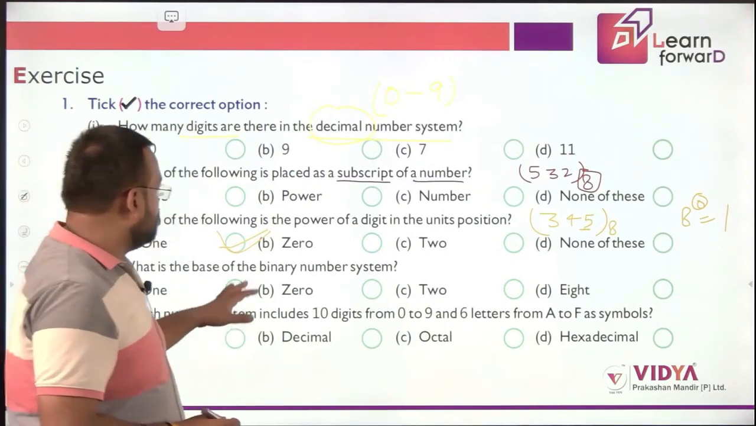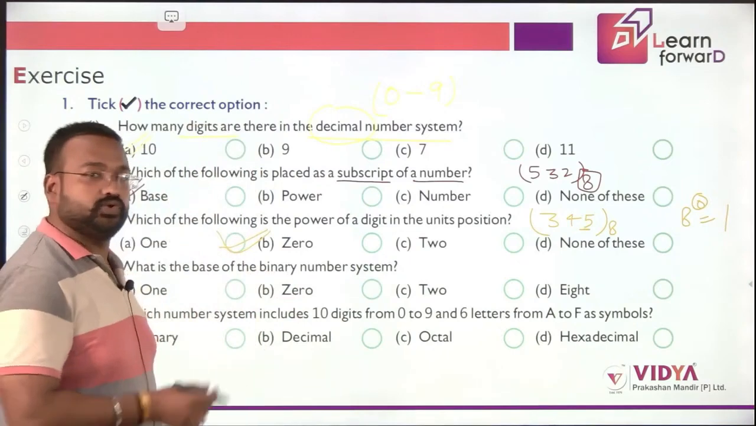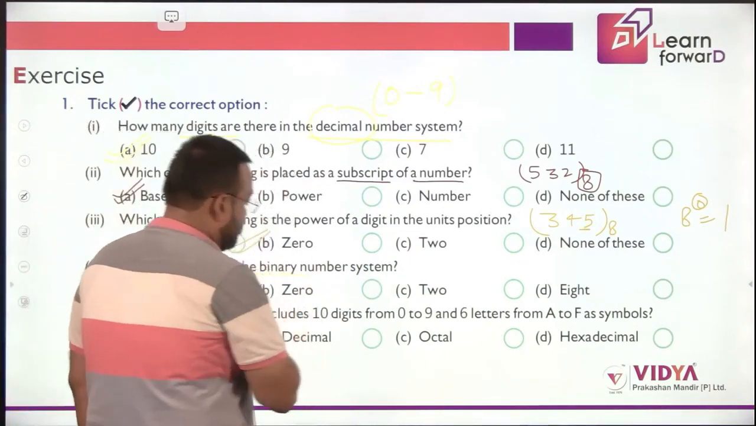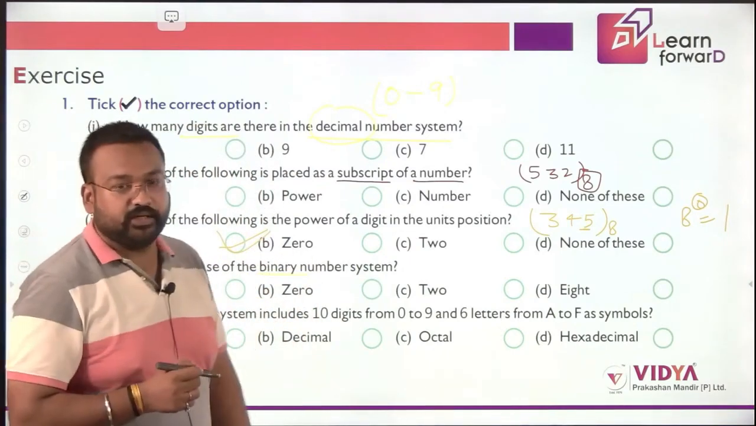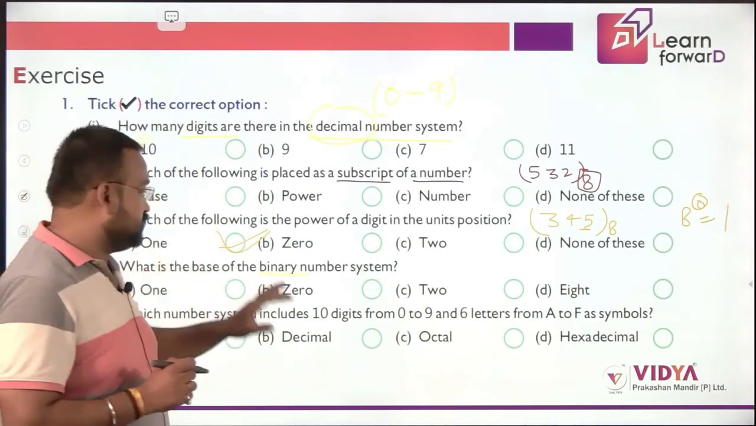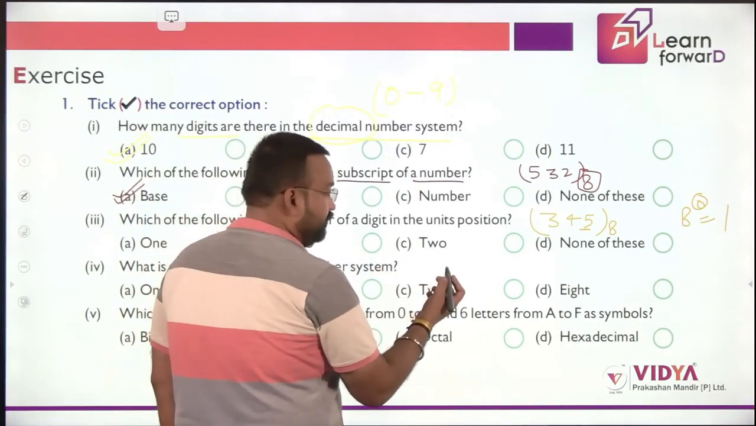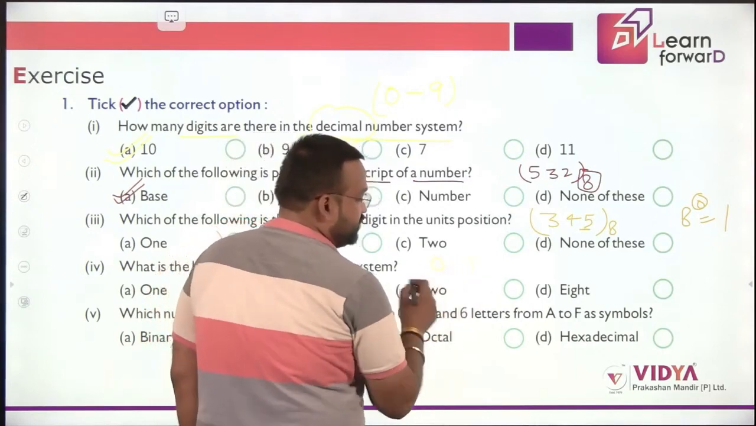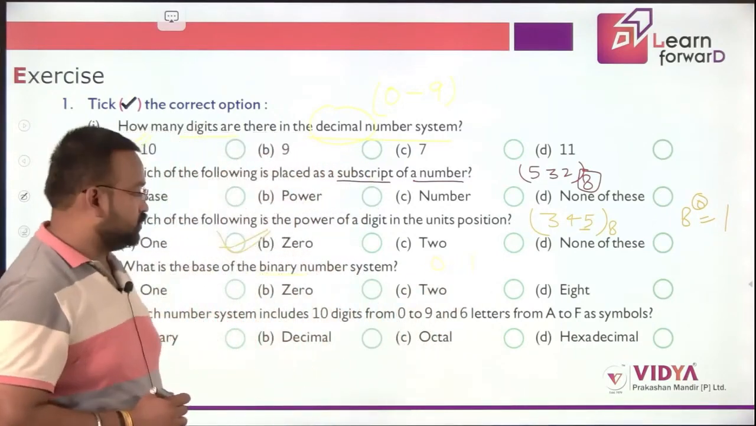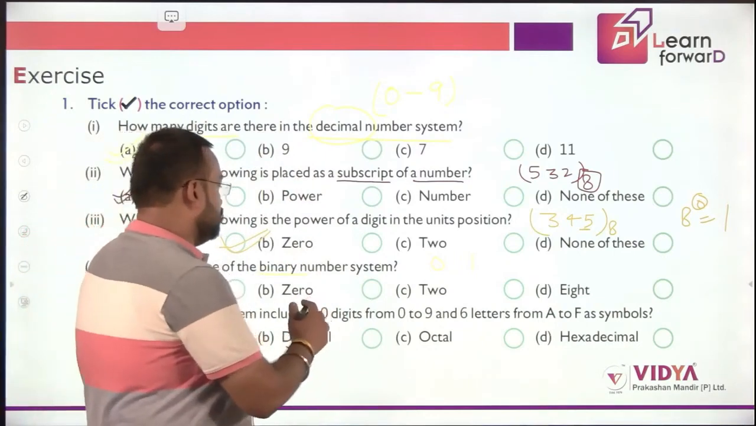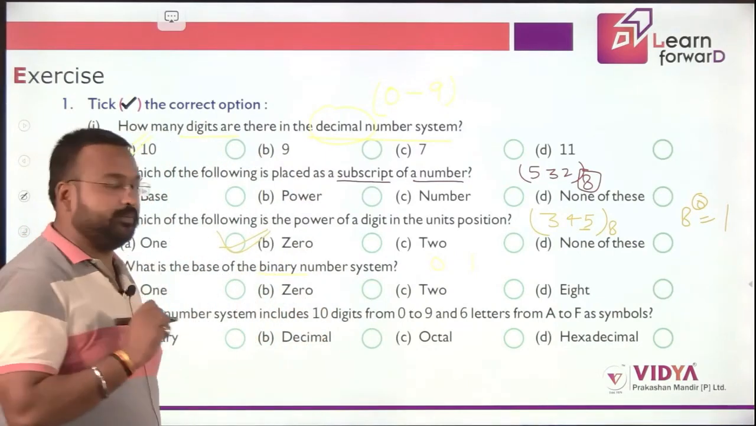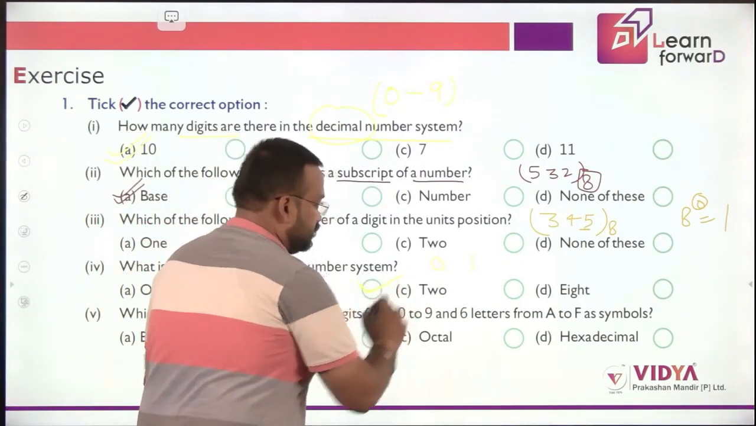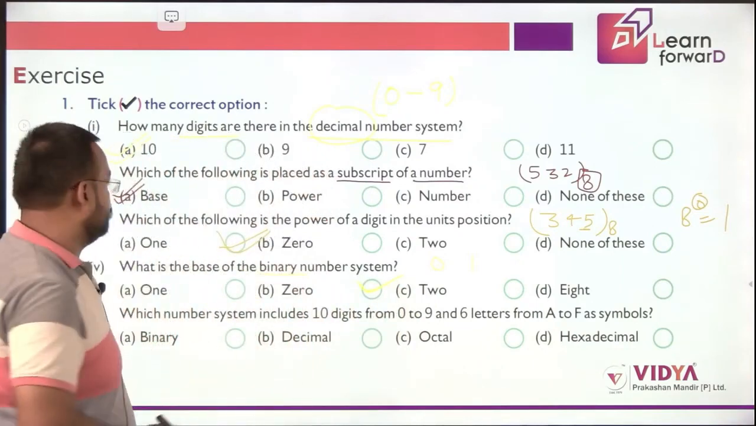What is the base of the binary number system? As I told you, the number system itself has the answer in its name. So it is binary. In binary we have how many digits? Yes, we have only 2 digits, that is 0 and 1. So what would be the base? The base would be 2.